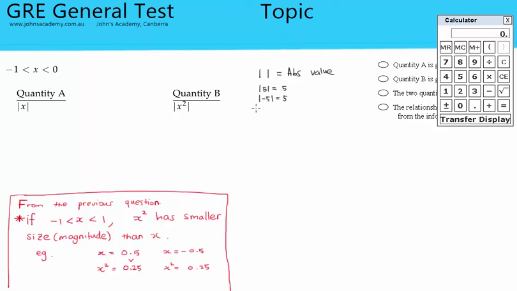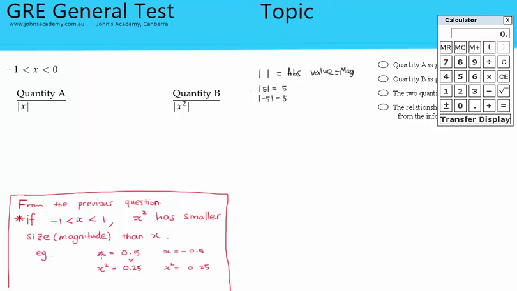Sometimes the absolute value function is known as the magnitude function. This can sometimes be called magnitude because the magnitude of 5 is 5 and the magnitude of -5 is also 5. And we know from the previous question that if x is between -1 and 1, then x squared will have a smaller size or magnitude than x itself.